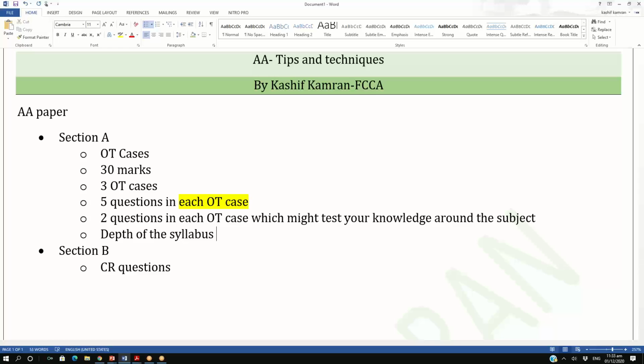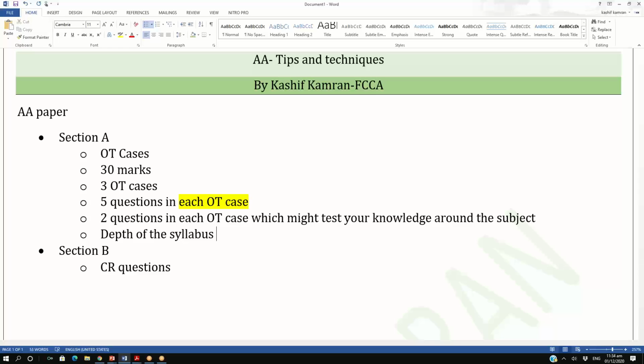But you cannot just ignore the minor areas of your syllabus. That means you should have gone over the book reading. You should have read chapter by chapter your entire book, or at least you had read all the articles which are available on the website for AA. So you should have the depth of syllabus.